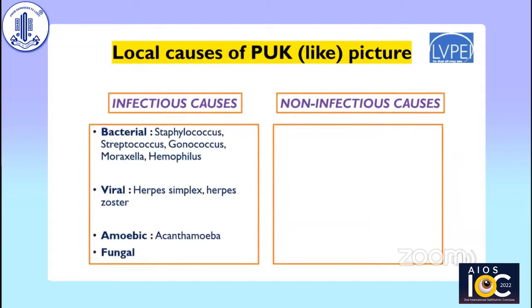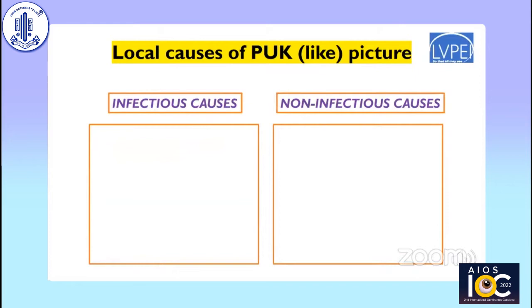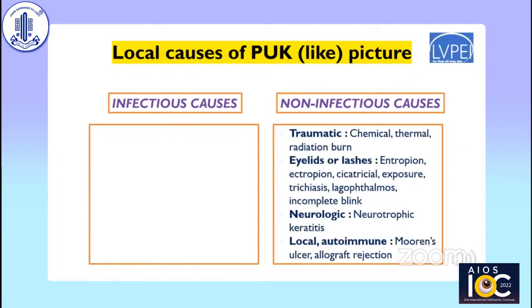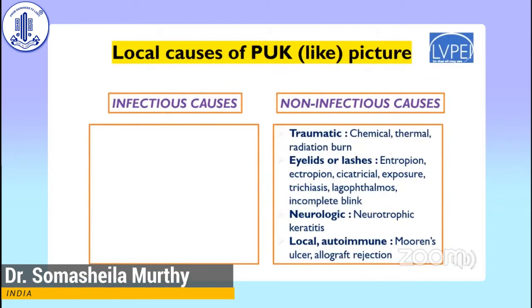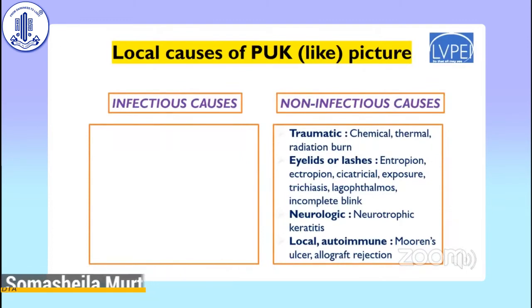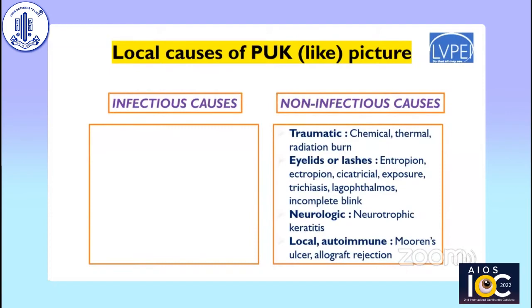Amongst infectious causes, we can have various organisms which can lead to bacterial corneal ulcers, and amongst them it can be staph, streptococcus, gonococcus, or moraxella. So these are some of the bacterial organisms which can cause peripheral thinning and can resemble PUK. Viral disease such as herpes simplex and herpes zoster are well known to occur as marginal keratitis, and these can once again resemble PUK. Both acanthamoeba and fungal keratitis can initially present in an atypical form as a peripheral ulcerative keratitis.